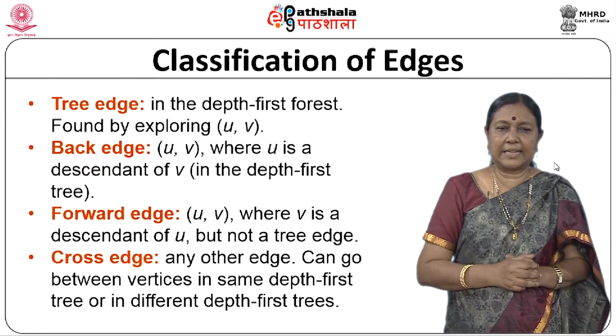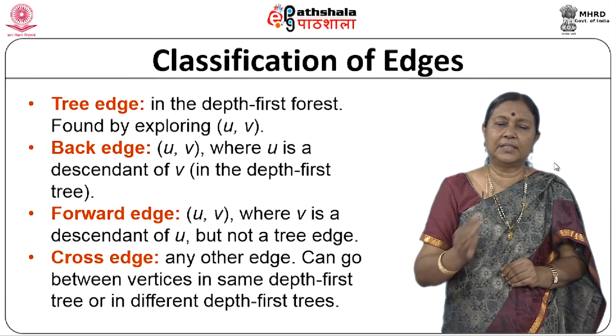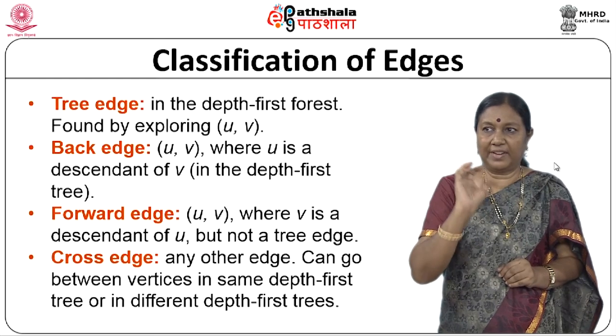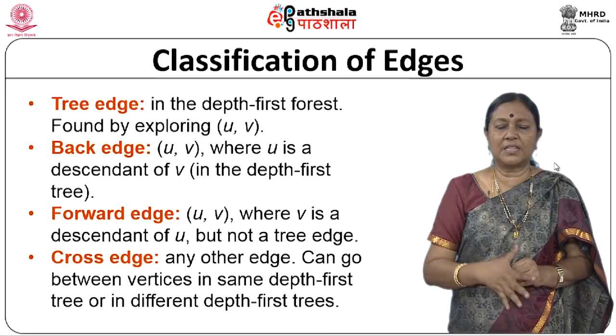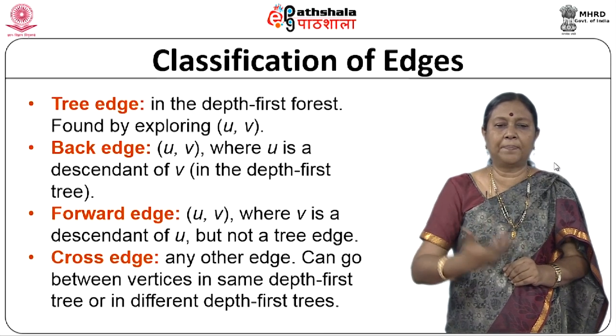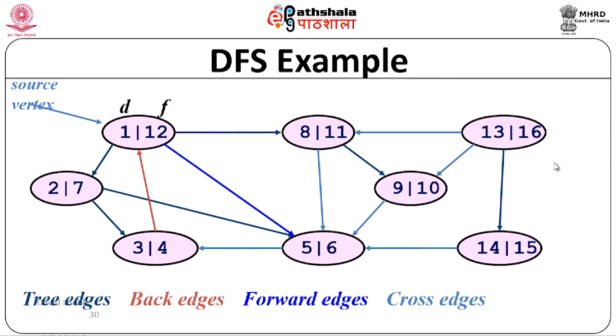Then the classification is like this: in the depth first forest found by exploring edge UV, a back edge is where U is a descendant of V in the depth first search. So, it is defined in depth first search only. Forward is where V is a descendant of U, but not a tree edge, and a cross edge is any other edge, which can go between vertices in the same depth first tree or in different depth first trees. For example, here you have tree edges and then you have the back edges marked by red, blue, then forward edges. So, from D to 1, 5 is a forward edge, 14, and then tree edges are there, and you have the cross edges.